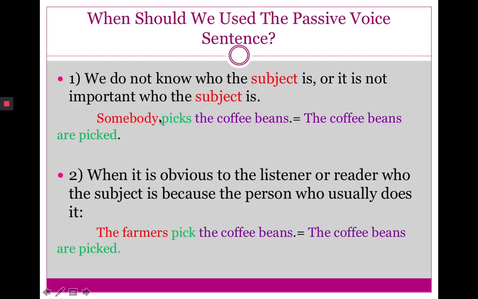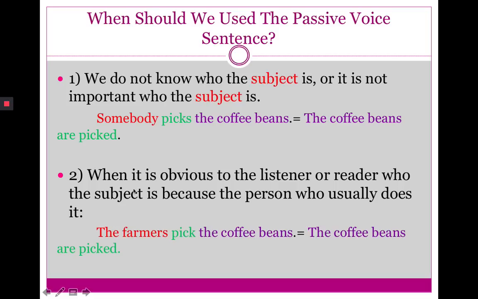It can also be just somebody that we do not know. When that happens, it is not important to highlight it, so that's why we do not want to use active sentences. We use passive sentences. So you do not mention the person anymore. You change your subject into the receiver of the action. The coffee beans are picked, right? As simple as that. So that is number one, one reason why you want to use passive voice sentences.